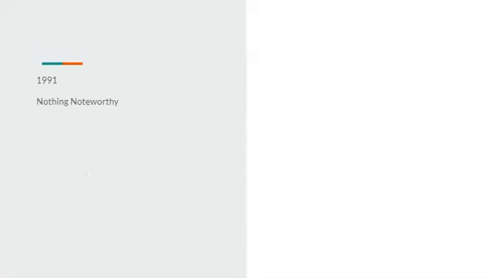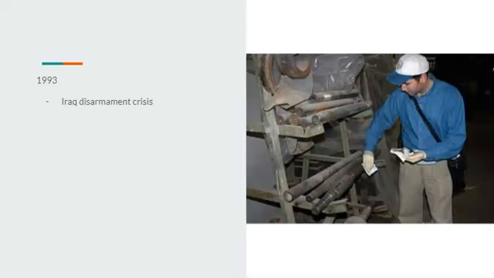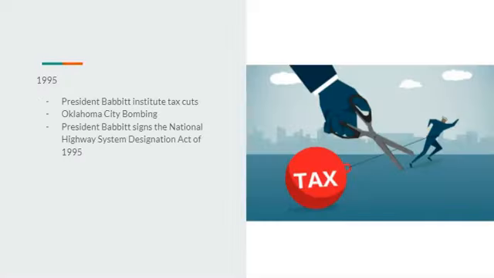Going on to 1991, there is nothing noteworthy. 1992, we have the 1992 election, where Federalists nominate Arkansas Governor Bill Clinton. And he will go on to lose to President Babbitt, 301 to 237. So Bruce Babbitt goes on to serve another 4 years as president. 1993, the Iraq disarmament crisis begins. 1994, there's nothing noteworthy. In 1995, President Babbitt would institute tax cuts.